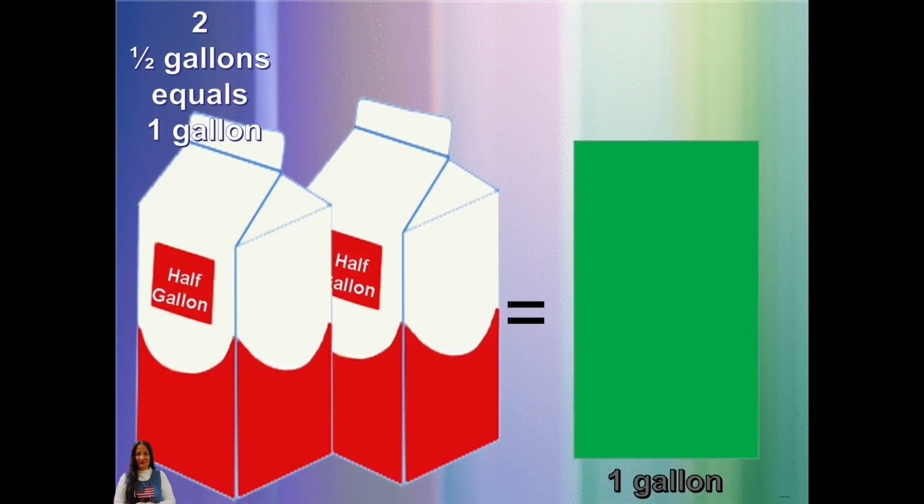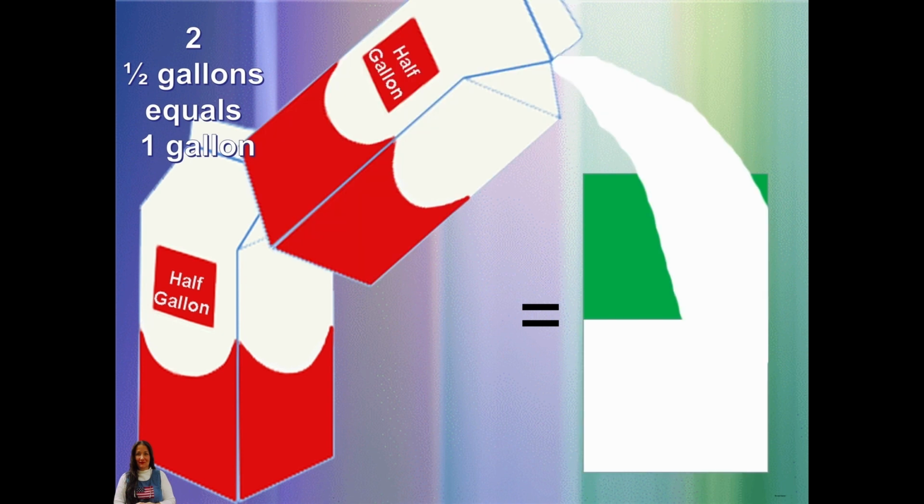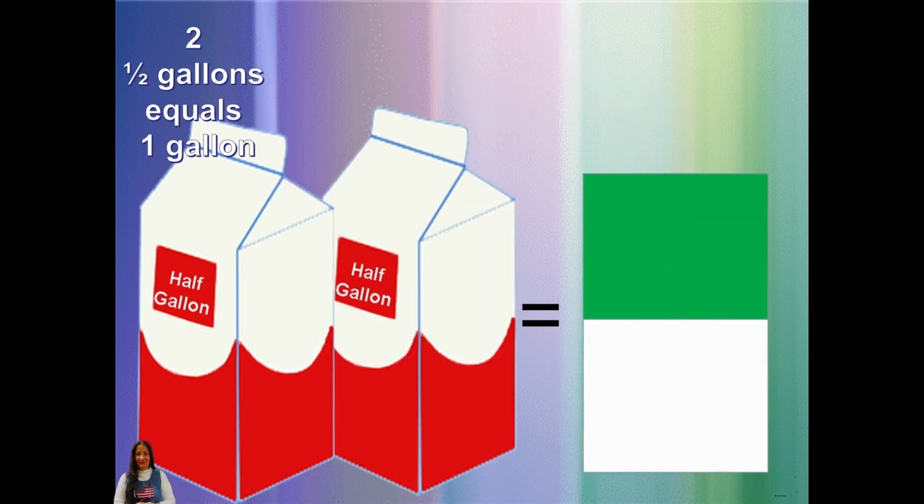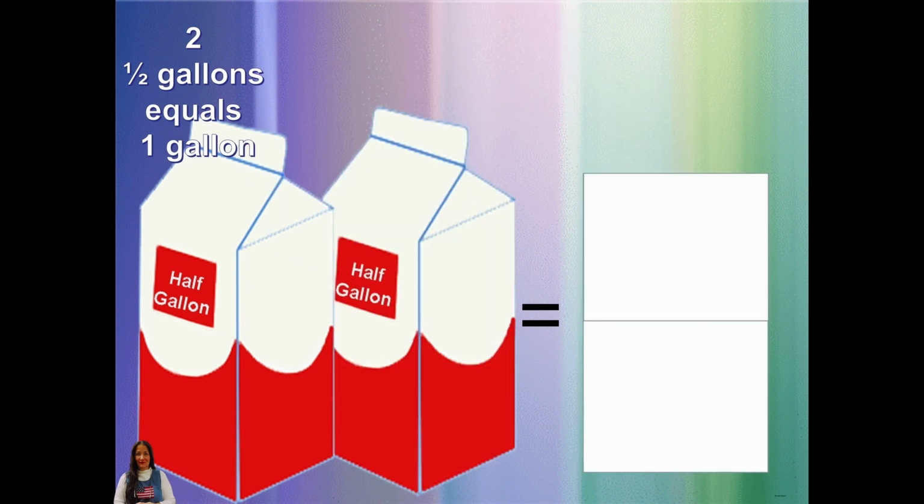2 half gallons equals 1 gallon. We're pouring so we can show you 1 gallon in our gallon man. The green is equal to a gallon. 2 half gallons equals 1 gallon.